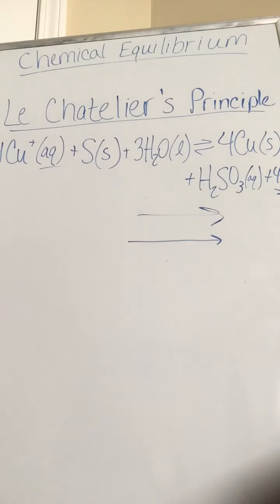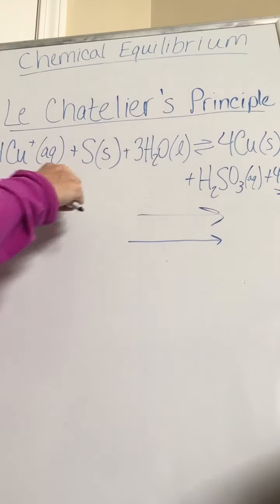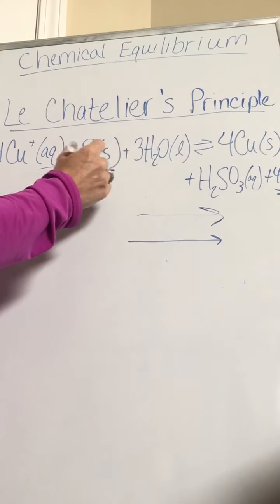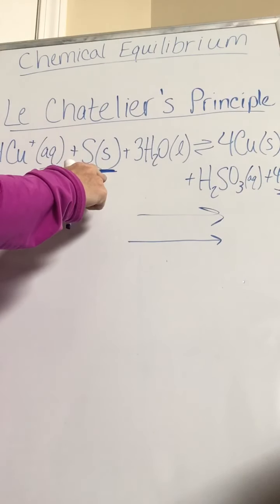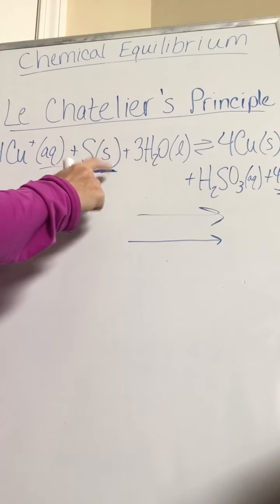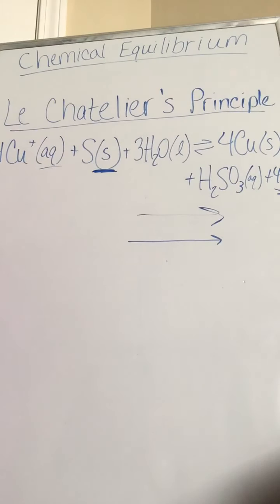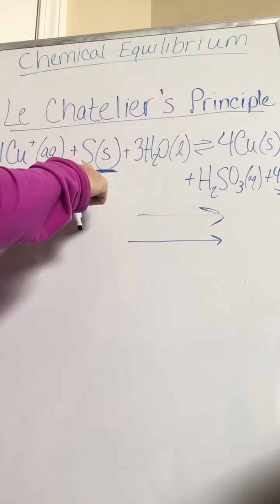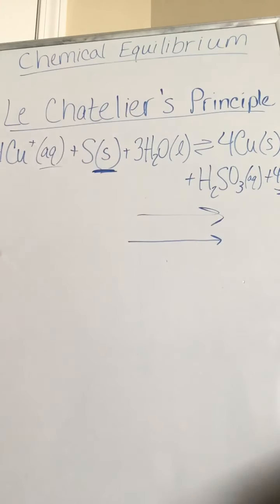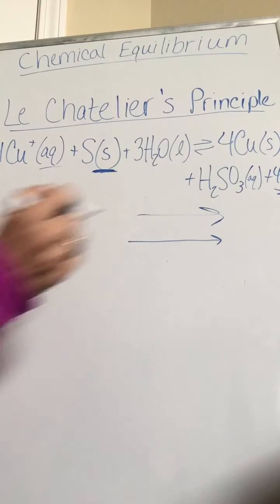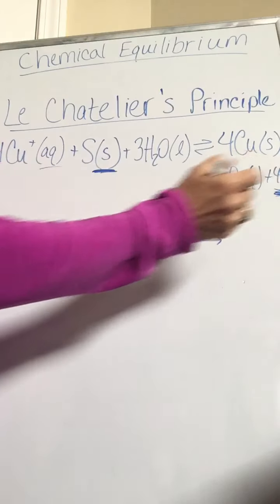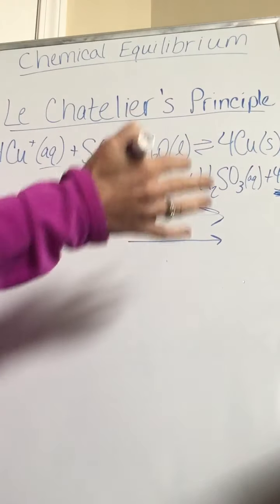And the last question, what will happen to the concentration of H+ if solid sulfur is added? Now, look at the phase. We can add all the sulfur in the world and it's not going to do anything because it doesn't have anything to do with the rate of the reaction. So adding solid sulfur, removing solid sulfur is not going to affect the concentration of H+. Not that it won't affect the amount, but it won't affect the concentration of the H+.